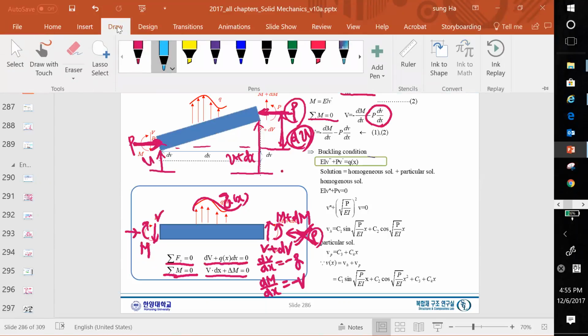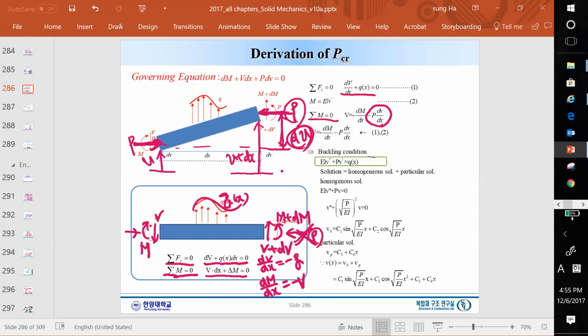Imagine that we apply a positive force, just to change the direction. Then P times dV will be smaller and smaller, and the contribution of P will be reduced. So this term, when P is positive, means compression, because we indicate this one as the compression. Usually this is negative, but in this case it is considered positive. So this one is the tension case.